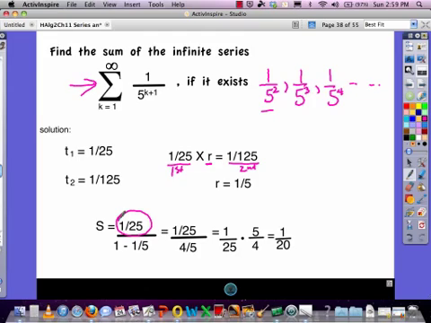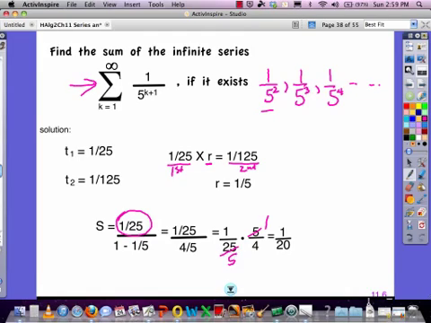You can use your calculator or you could use fraction multiplication instead of dividing. And you can do some canceling. You can see how you can cancel here and end up with 1/20. So the sum that this series would go to would be the number 1/20.